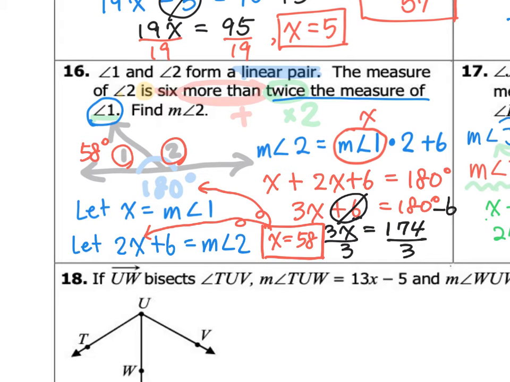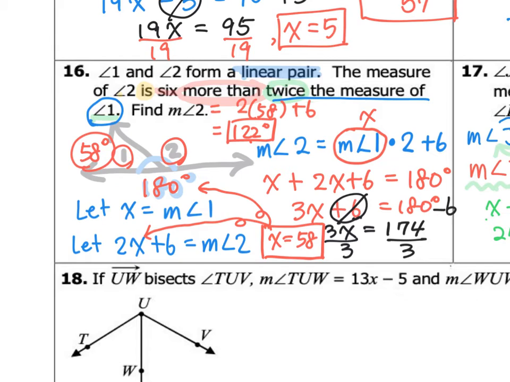I think I ran out of space, and let me erase some. So measure of angle 2 equal 2 times 58 plus 6. That will be 122 degrees. How can we confirm? 58 plus 122 equal 180 degrees. All right.